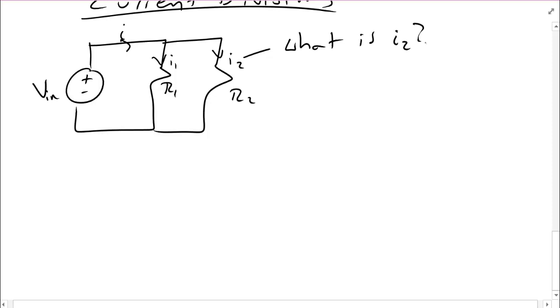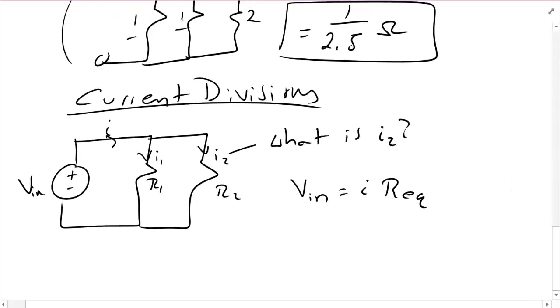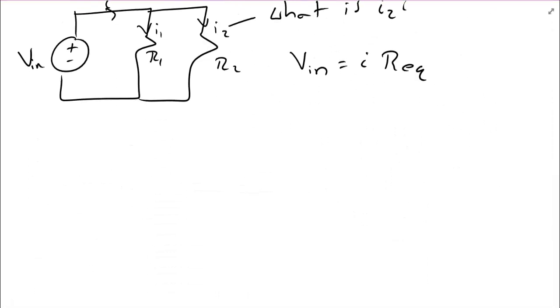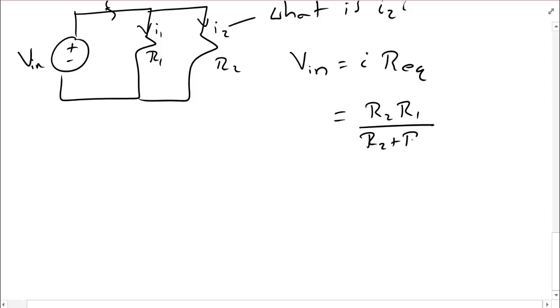So, we begin by using Ohm's law, and we know that Vn is equal to I times R equivalent. So, I'm going to use that formula we developed above here for the 2 resistor case. Given this, I know then that V is equal to R2 R1 over R2 plus R1 multiplied by that current I. That's what Req is.